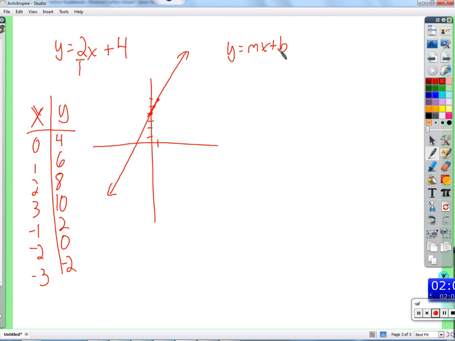Okay? So here's a question. Is x plus y equals 5 a linear function? Yes. No. Does it look like this, but could it look like this? Yes. Yeah. How could we get it to?